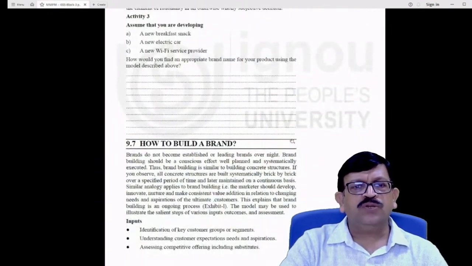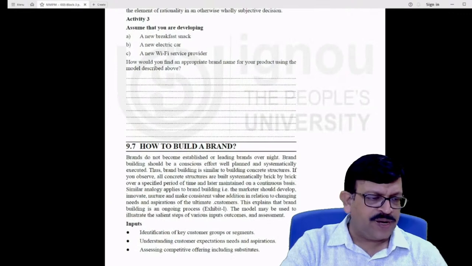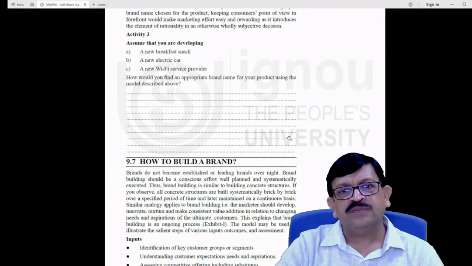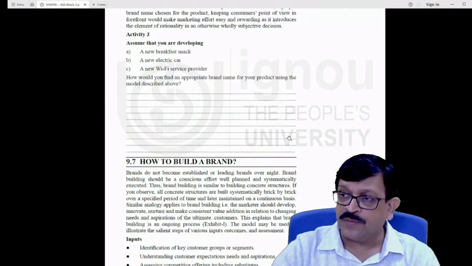Next, we move to how to build a brand. Now, brand building: once you create a brand in the marketplace and offer it in the marketplace, it becomes important to also build the brand.